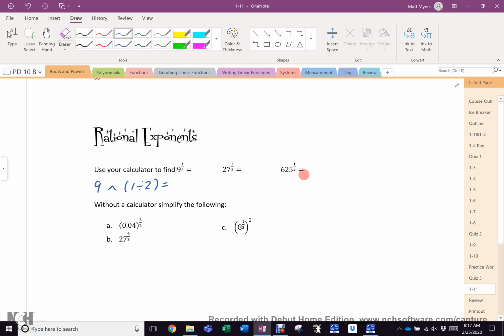What's the answer? 3. Now do it for 27 and 625. Some of you have already seen the relationship.